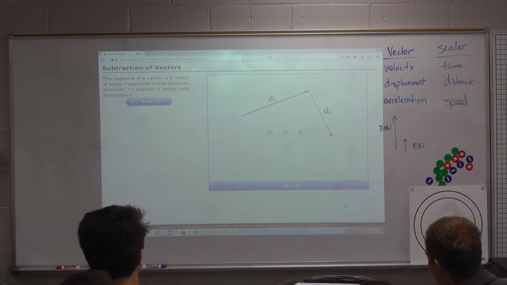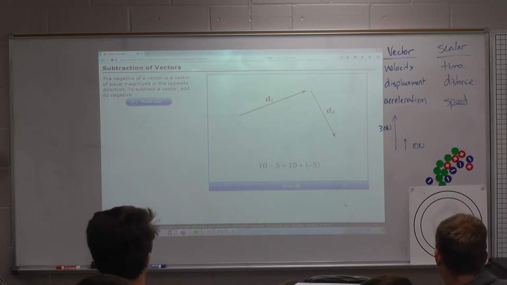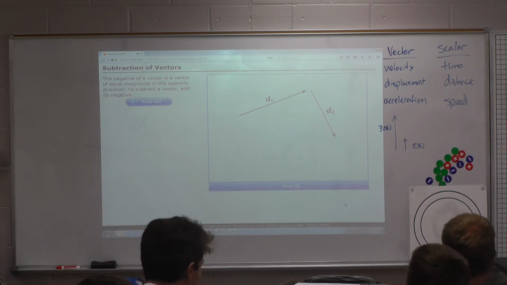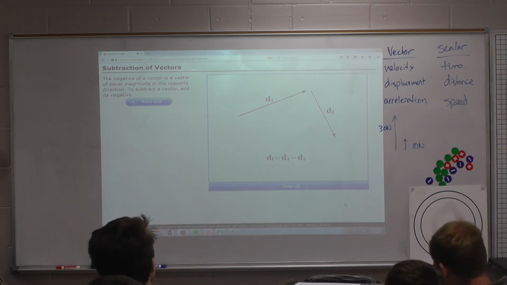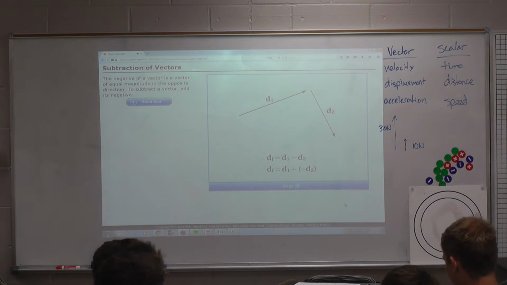Just as vectors can be added, it is also possible to subtract them. Remember that subtracting a number is the same as adding its opposite. For example, 10 minus 5 is the same as 10 plus negative 5. The same holds true with vectors. To subtract the vector d2 from the vector d1, we simply add a negative d2 to our original d1. The negative of a vector is defined as a vector with the same magnitude as the original vector, but opposite in direction.